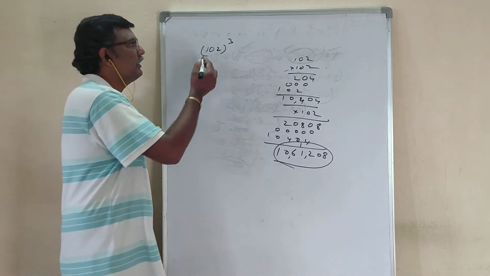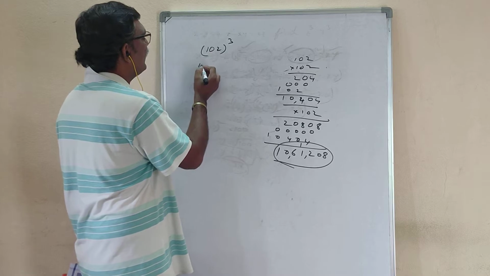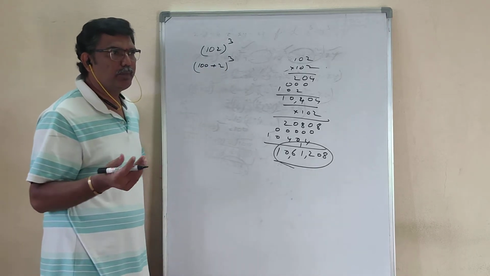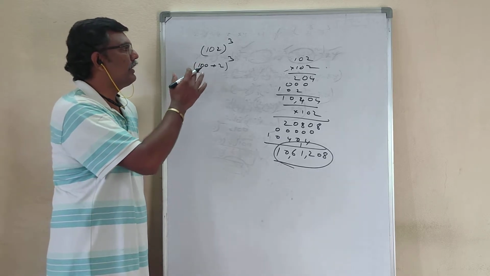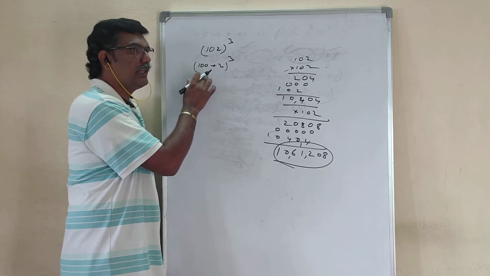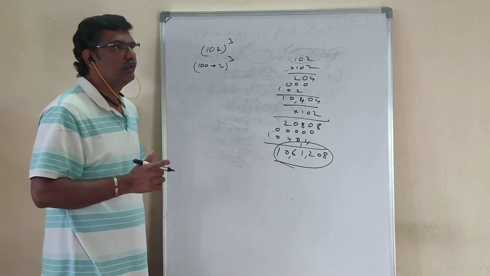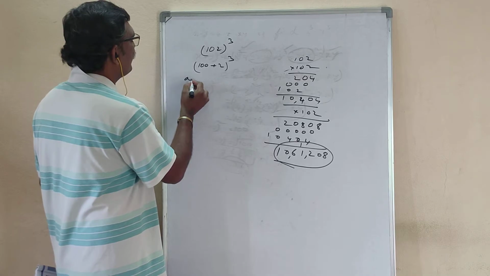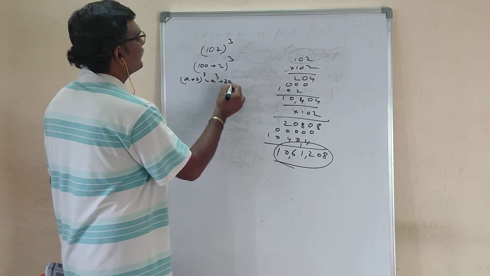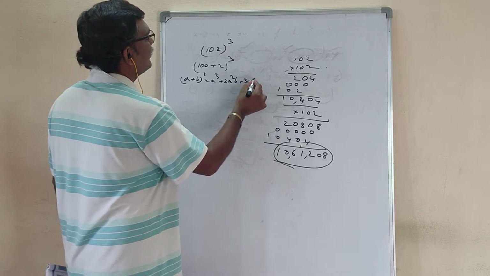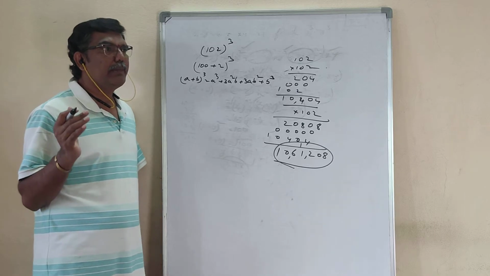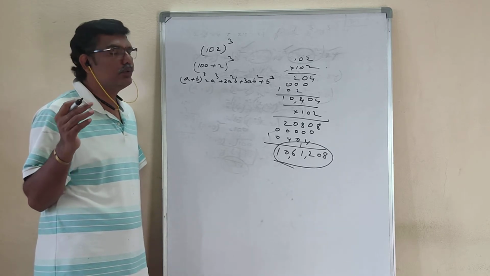Now what you have to do is, identity means 102 you can write as 100 plus 2 whole cube. 100 plus 2 is 102 only. 102 cube is written as 100 plus 2 whole cube. It is in the form of a plus b whole cube. So we should know the formula for a plus b whole cube: a cube plus 3a square b, plus 3ab square, plus b cube. Wherever a, b are there, you have to write 102 in there.